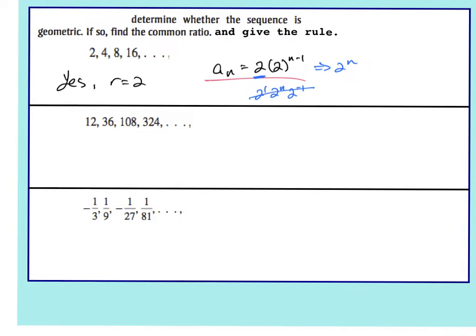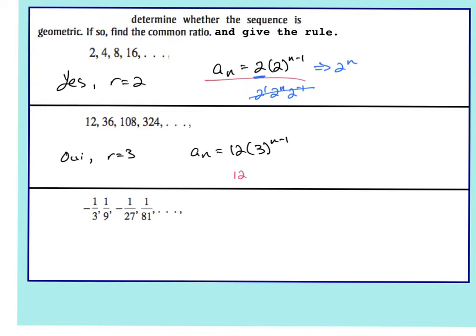Is that geometric? Yes. And what's my ratio? 3. My ratio is 3. And so my a sub n would equal 12 times 3 to the power of n minus 1. All right, most of the time I'm good with it like that.